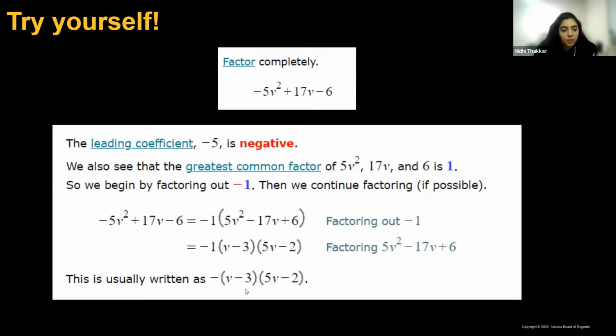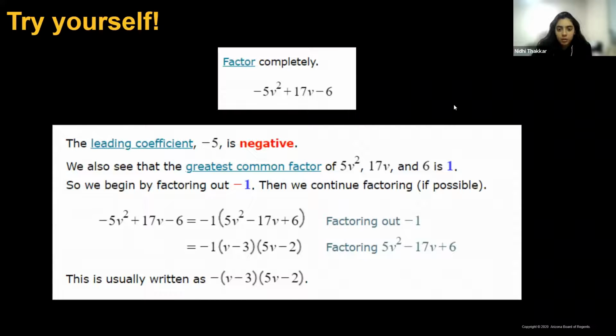So we have negative (v minus 3)(5v minus 2). Perfect. So here also we can see that the leading coefficient is negative 5. We just took out the negative 1 common. So this would give you 5v squared minus 17v plus 6. And we can factor it out like we regularly do. So we'll get (v minus 3)(5v minus 2), which can be written as minus (v minus 3)(5v minus 2). So that was one. If the leading coefficient is negative, you just take out the factor.